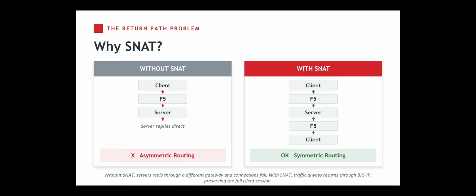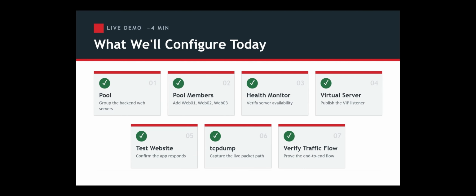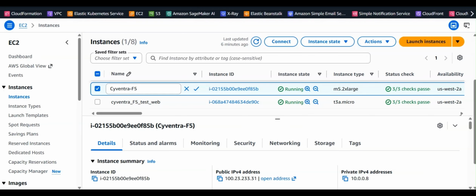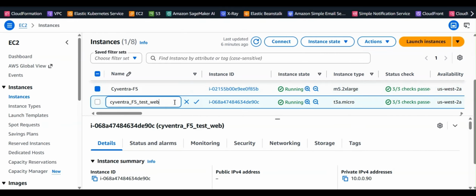Now that we've covered the core concepts, it's time to move into the hands-on demonstration. We'll create a pool, add backend web servers, configure a virtual server, attach the pool, enable SNAT, test the application from a client, and verify the packet flow using tcpdump from the F5 command line. We have launched in AWS Cloud 2 instances, F5 WAF and Test Web Backend Server.